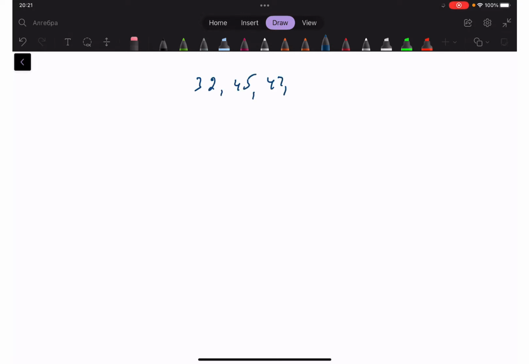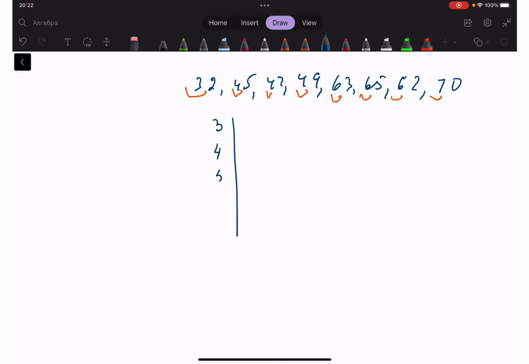Okay, so let's say we have the numbers 32, 45, 47, 49, and then we have 63, 65, 62, and then 70, for example. The first digits, that's what we call the stem: 30, 40, 60, 70. The stem we write on the left side of this line. So it's going to be 3, we have 4, 5 is missing but we have to put it down, of course, and then 6 and then 7. Those ones we call leaves: 2, 5, 7, 9, 3, 5, 2, 0.